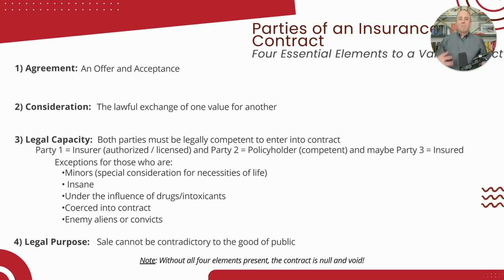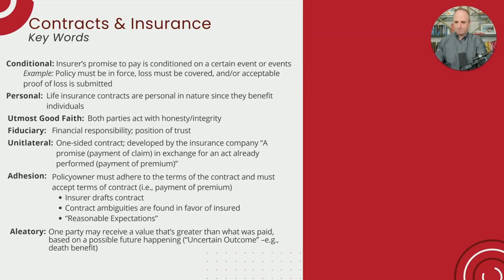Legal capacity. Both parties must be legally competent to enter into a contract. So as an example, you could not enter into an insurance contract with someone who has dementia, just as one example. This gives some of the examples of people that would not be considered of legal capacity. And then legal purpose. So there has to be a logical legal reason for that contract to exist. And you see here it says it cannot be contradictory to the good of the public.